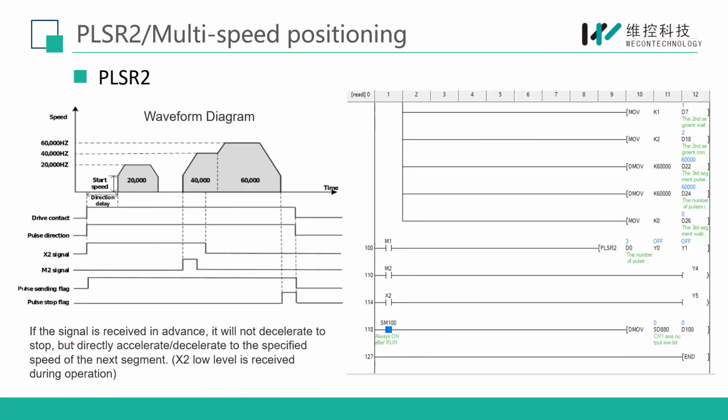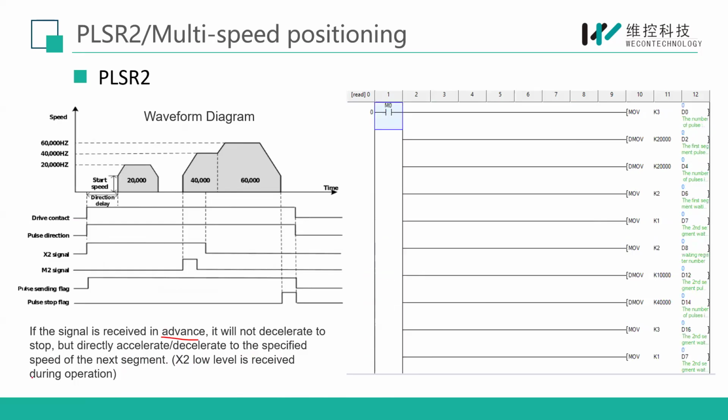First, if the signal is received in advance, it will not decelerate to stop, and directly accelerates or decelerates to the specified speed of the next segment. For example, the X2 signal is received during operation. So let's see this demo.